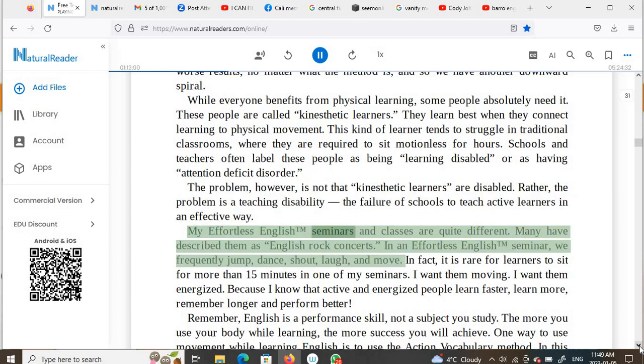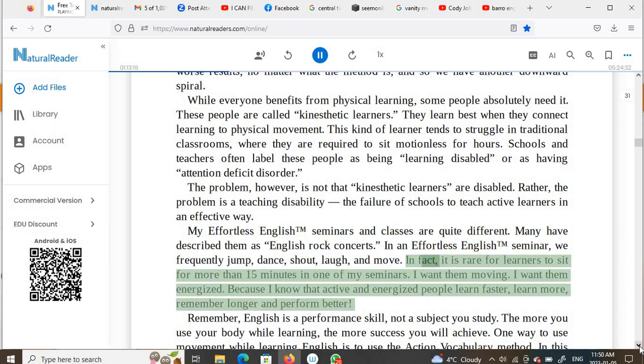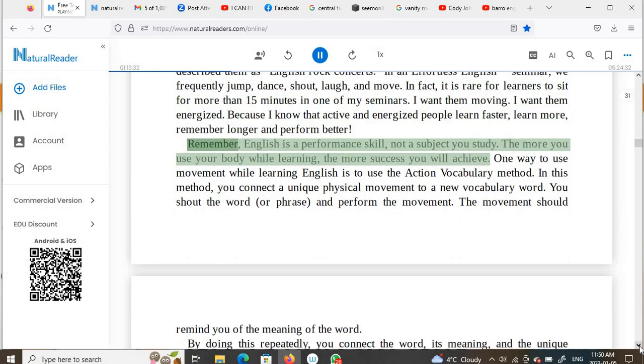My Effortless English seminars and classes are quite different. Many have described them as English rock concerts. In an Effortless English seminar, we frequently jump, dance, shout, laugh, and move. In fact, it is rare for learners to sit for more than 15 minutes in one of my seminars. I want them moving. I want them energized. Because I know that active and energized people learn faster, learn more, remember longer and perform better. Remember, English is a performance skill, not a subject you study. The more you use your body while learning, the more success you will achieve.